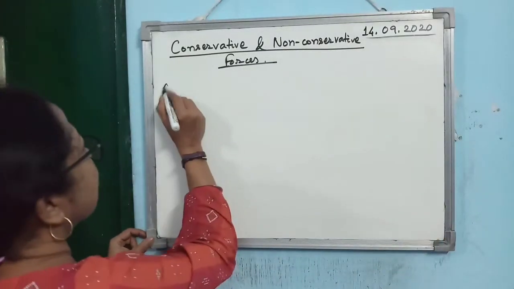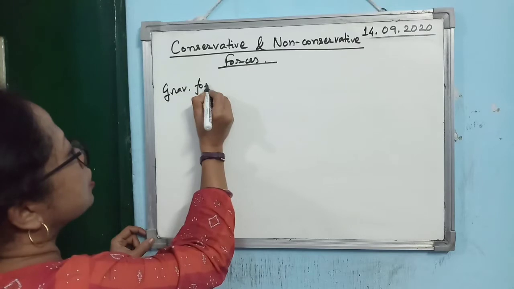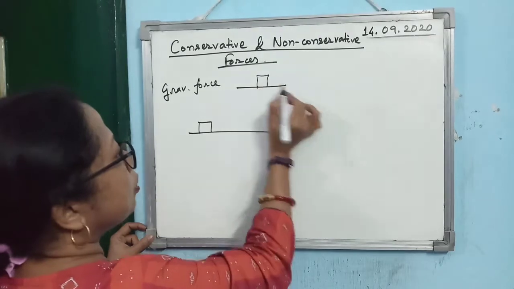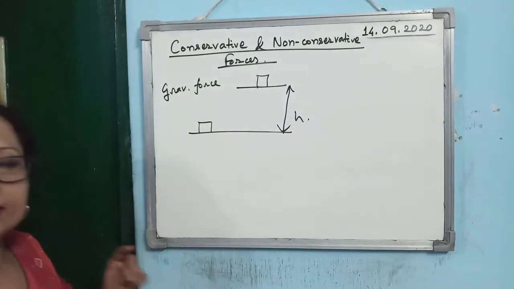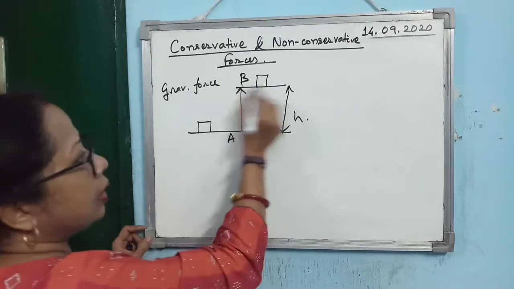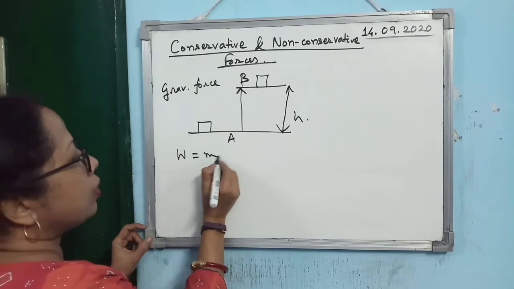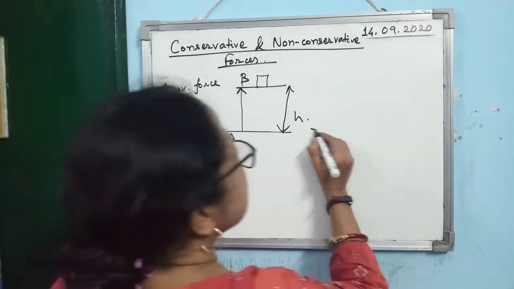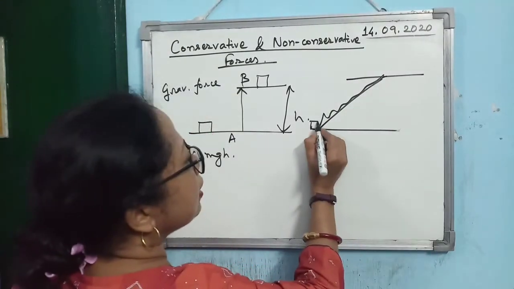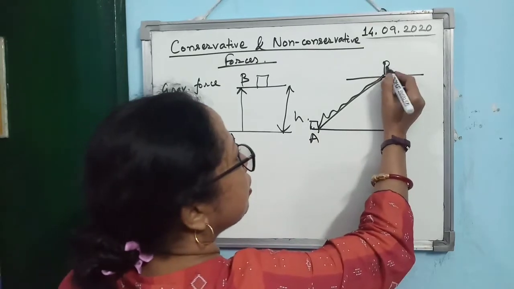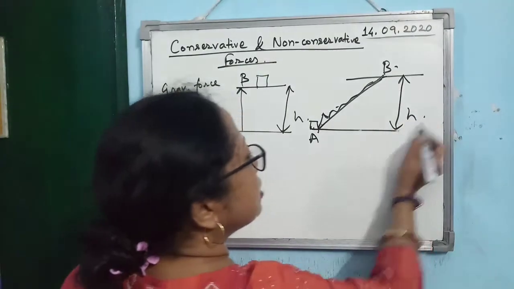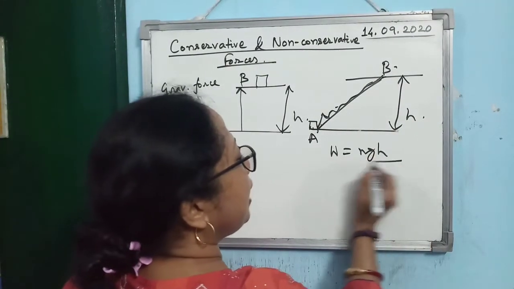Just consider the concept of the gravitational force. Suppose you have one body here and you have taken the body to this height h. You can take it in two ways. First, directly lifting it from A to B. Then what will be the work done? We know it is mgh. Now suppose one takes it from A to B through this staircase. Then in that case also, what will be the work done? Work done will be mgh.